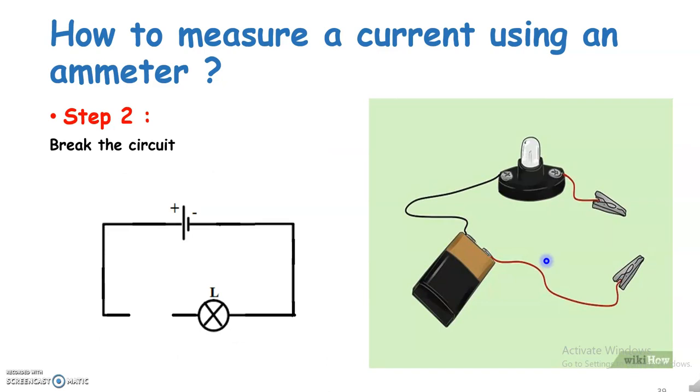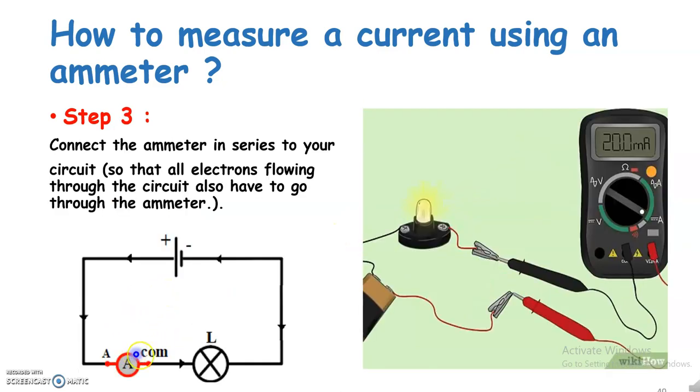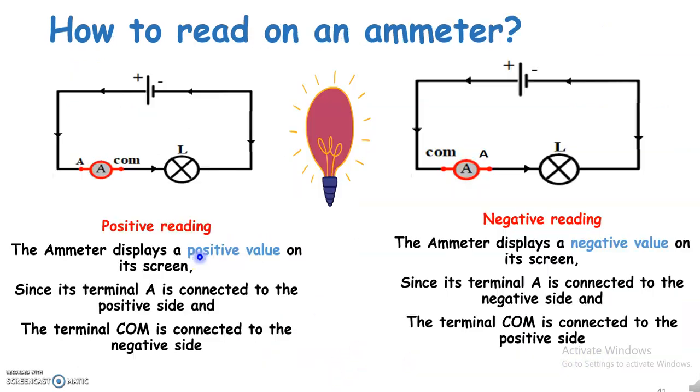The most common way to measure current in a circuit is to break the circuit and to insert the ammeter in series. So all the current will flow in the circuit and reach the ammeter, go through the ammeter and continue the path to flow back to the negative terminal of the battery.